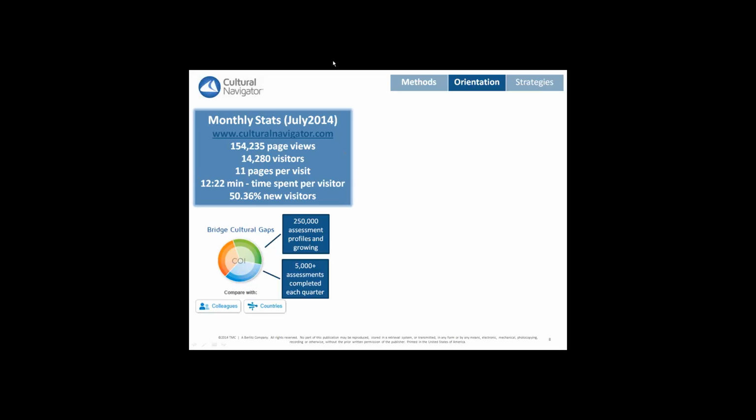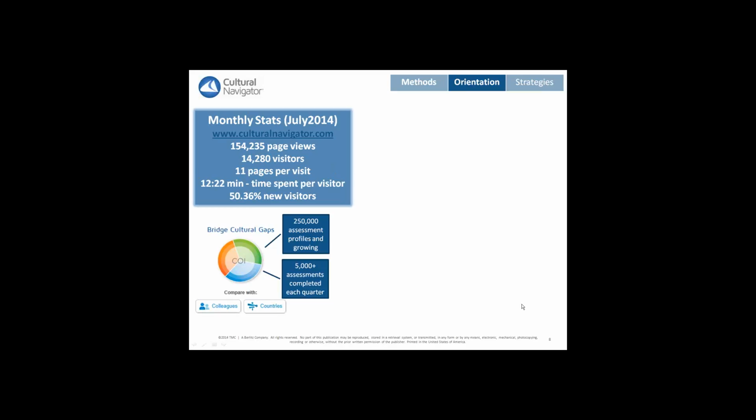A couple of other numbers that might be compelling to you. We have 250,000 assessments in our database, and that grows every day. And approximately 5,000 COIs, or assessments, are completed each quarter. So it gives you an idea of the volume of activity that we manage inside the Cultural Navigator.